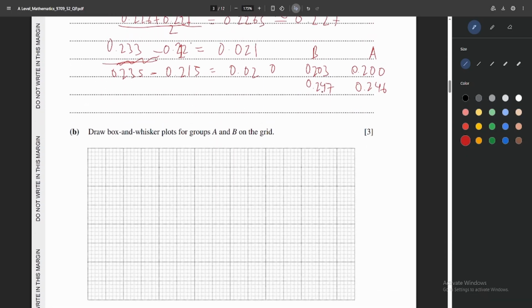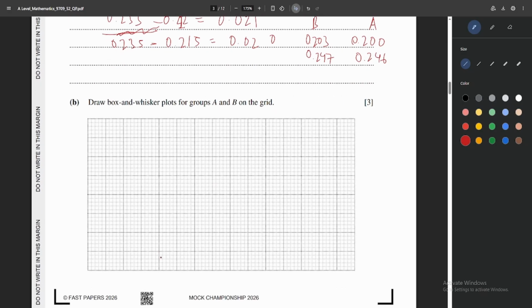Since the maximum is 0.247 and the minimum is 0.200, we can start at 0.200, and each division can be 0.010. Then we can represent 0.210, 0.220 here, 0.230, 0.240, and 0.250. So that we can cover the maximum.